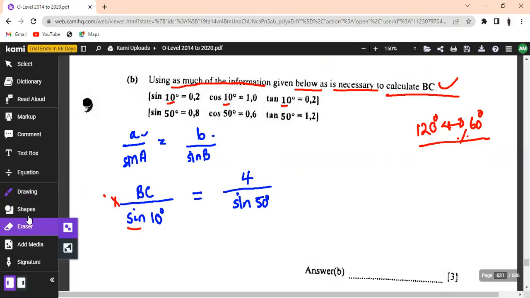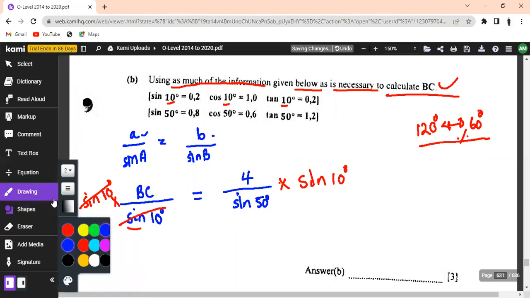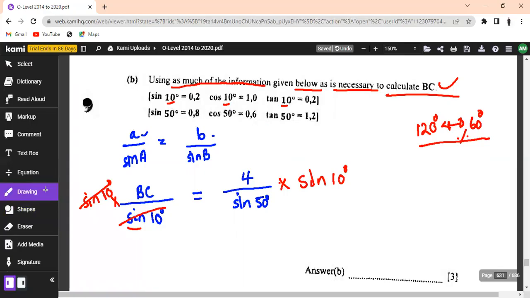And it wants me to write as if... okay, anyways, let me try to correspond with what it wants. So this is sine 10 degrees here. Okay, multiply also this side by sine 10 degrees here. So this sine 10 and this sine 10 can cancel, and that means we are going to be left with BC now because you've canceled everything.